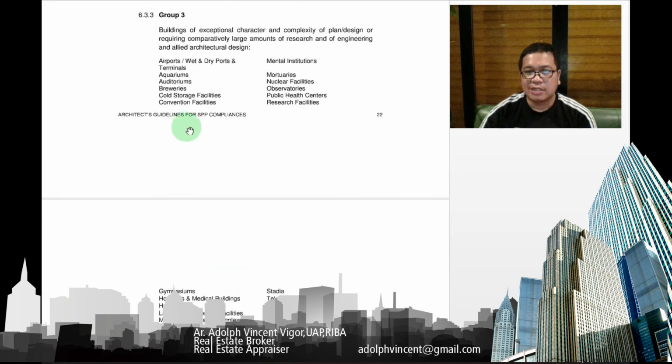These are the buildings under Group 3. You don't need to memorize everything. You just have to take note that these should be buildings of exceptional character. For example, nuclear facilities, of course, require a lot of research. Also aquariums require a lot of research because you have to look into the different technical data when it comes to the fishes that you're going to place, the glass, and maintaining the aquarium, etc.